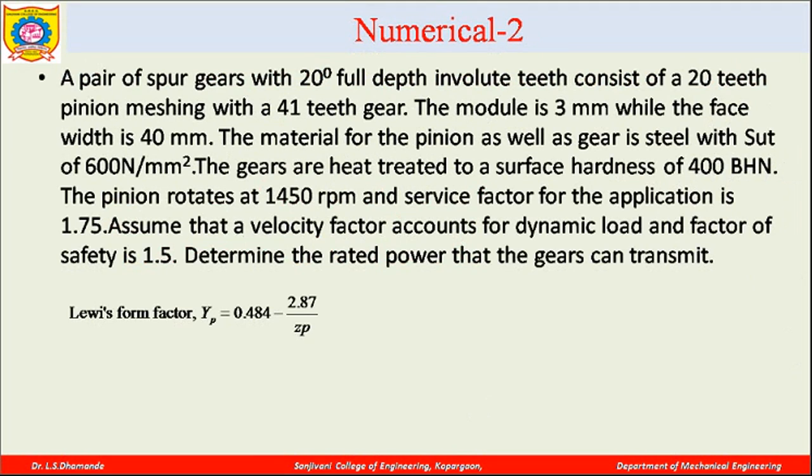You can also try to solve one more numerical which is specified over here. Try to solve this and see how you get the answers. Actually this statement and the previous statement which you have seen are similar. The only thing is that the way the statement is given here is different. In this case they have directly asked for the rated power that the gear can transmit. So for this you definitely have to calculate the beam strength first, then wear strength, then tangential load, and finally rated power. So thank you very much.